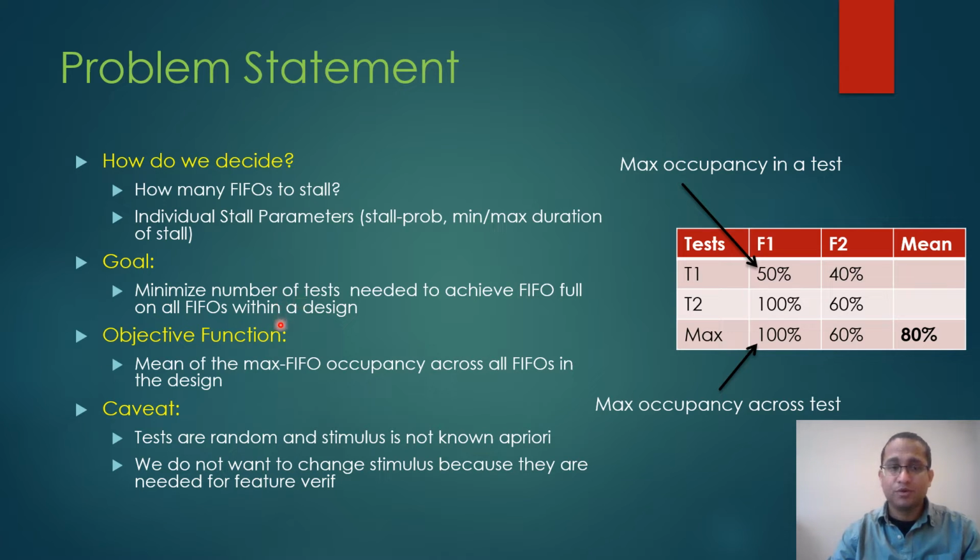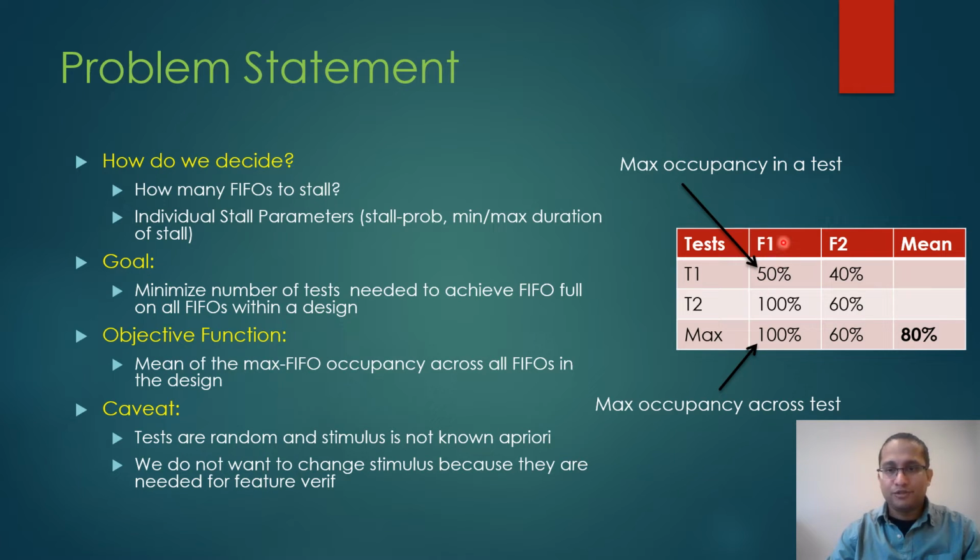To achieve this goal, we have to design an objective function. The objective function that we use here is the mean of the max Fifo occupancies across all Fifos and tests in the design. To explain this better, let's use the example on the right.